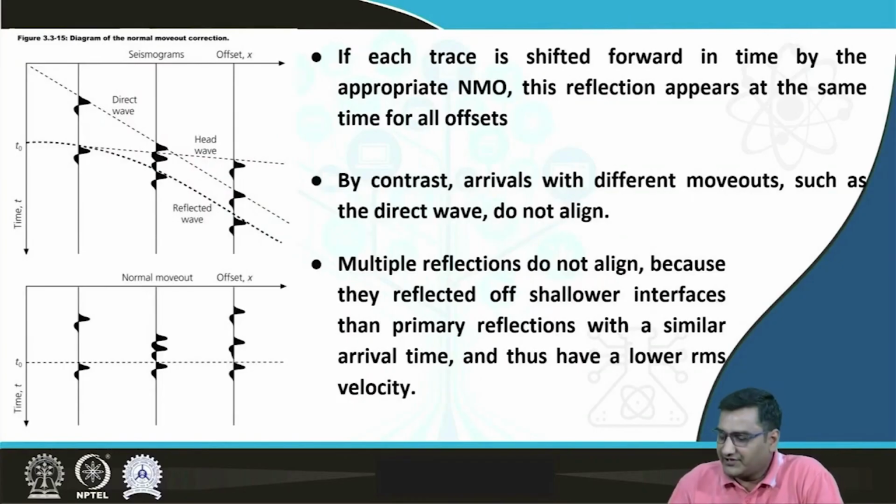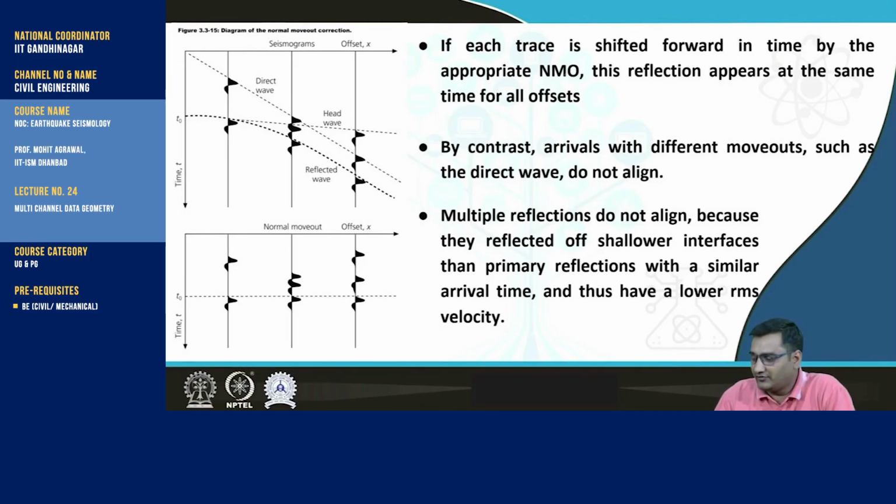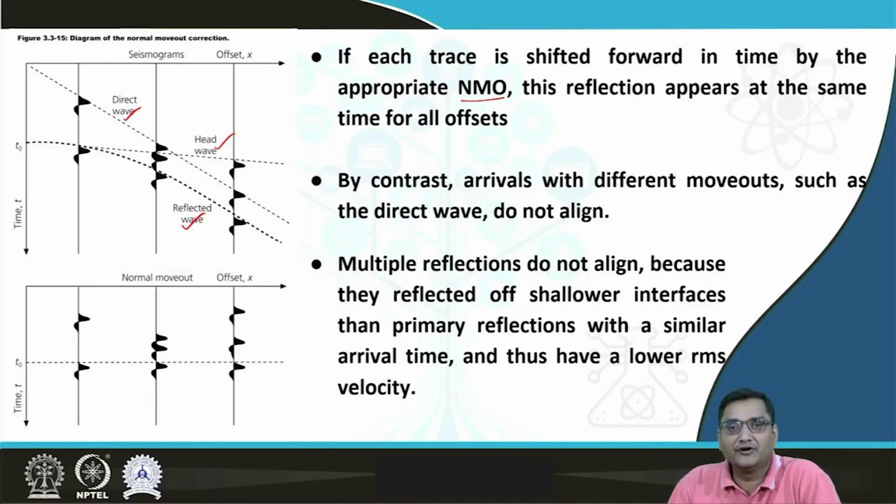So if each trace is shifted forward in time by the appropriate normal move out, so if you look at this diagram here you have this direct wave, you have head wave, and you have reflected wave. Direct wave and the head waves have linear variations with respect to time and offset, and the reflected wave is hyperbolic in nature.